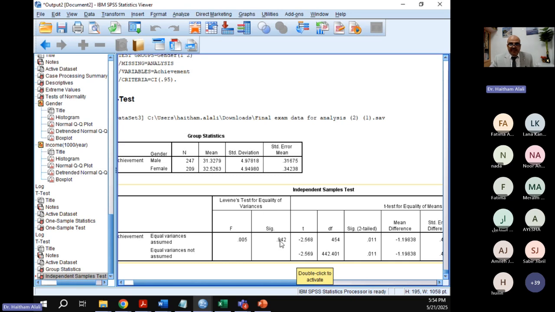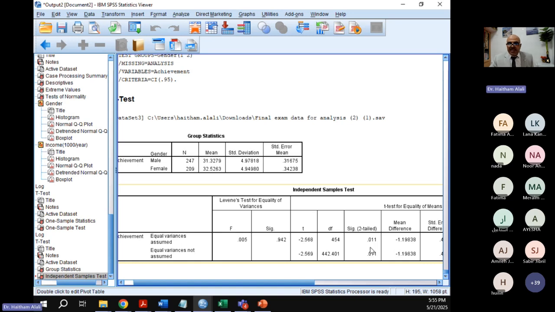If it is not significant, the assumption of homogeneity is met. So go directly to the first line and read the results from the first line. Don't go to the second line. If it's significant, below 5% or equal to 5%, go to the second row and check the significance level at the second row.